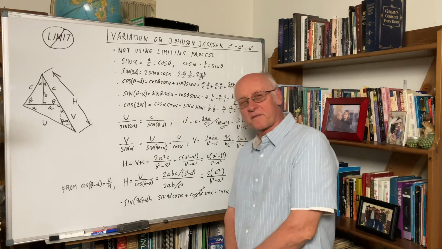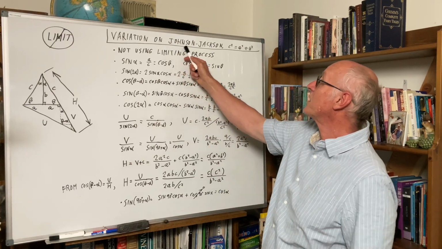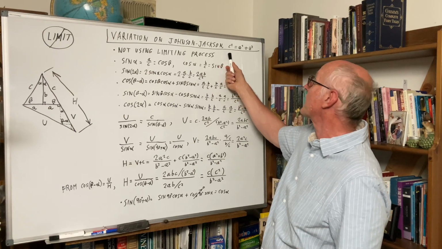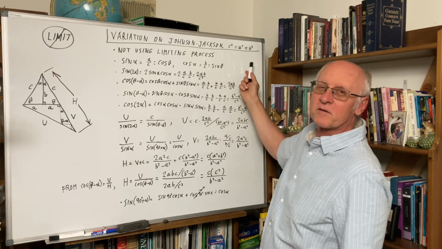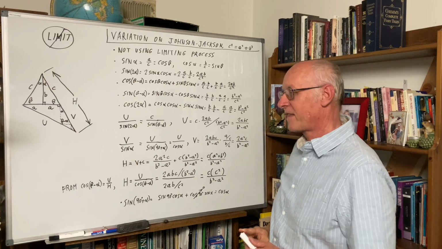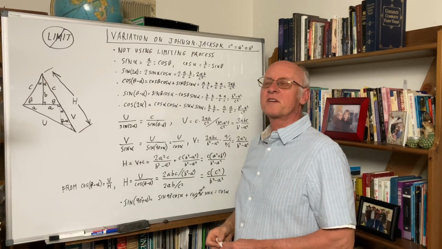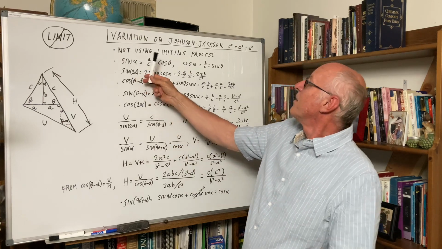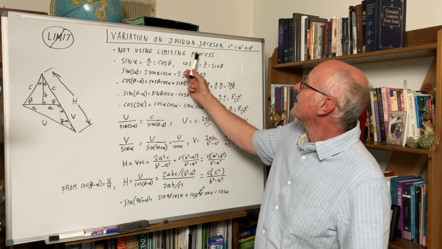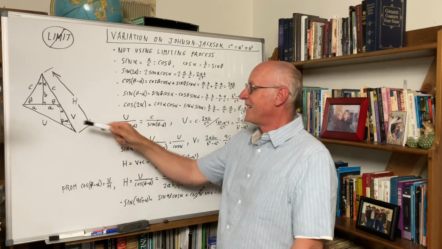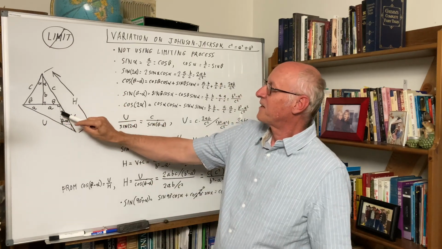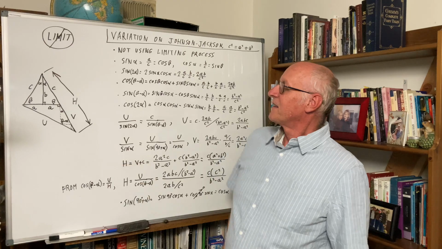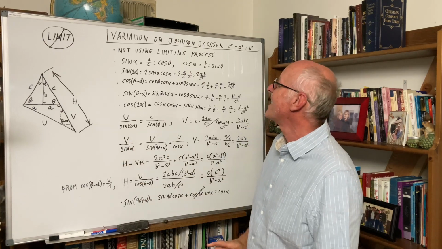Welcome, trigonometry friends. Today we will do another variation on the Johnson-Jackson proof that c squared equals a squared plus b squared, the Pythagorean theorem, using trigonometry. Okay, preliminaries. We think we're not using the limiting process, these infinite number of similar triangles.